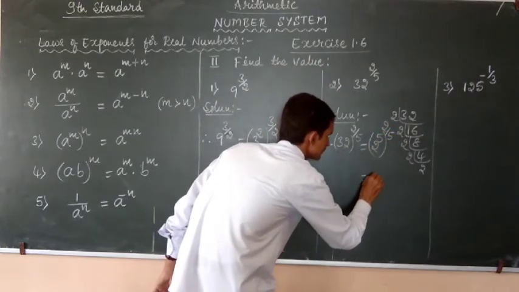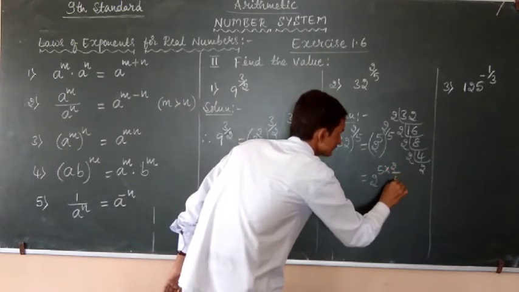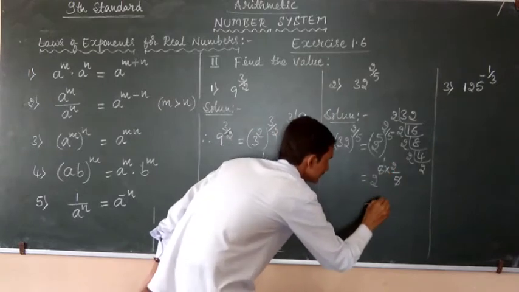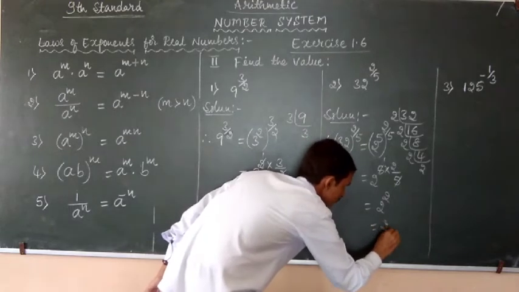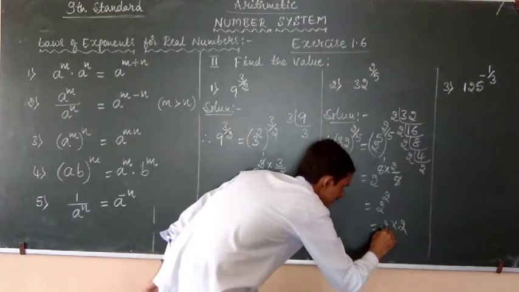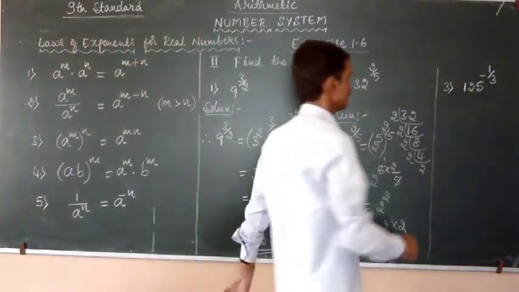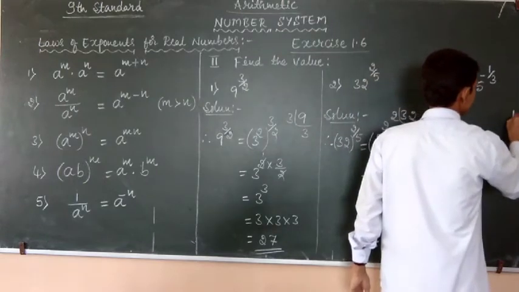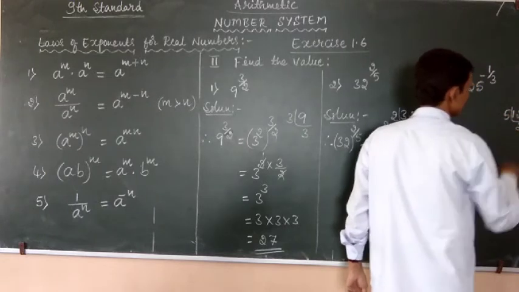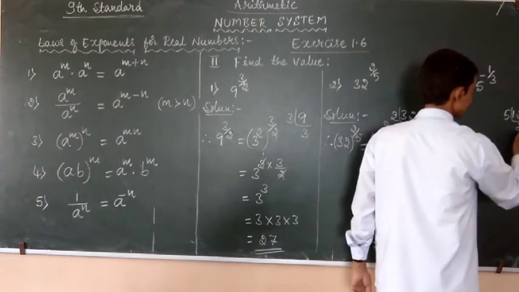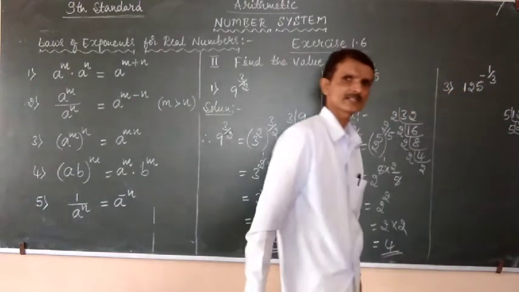So this equals 2 to the power of 5 into 2 by 5. 5 ones are 5, so it becomes 2 ones are 2. 2 square equals 2 into 2. 2 should be multiplied 2 times, which is 4. Similarly, here we have to find the factors of 125. 5 fives are 25, so again 5 fives are 25.